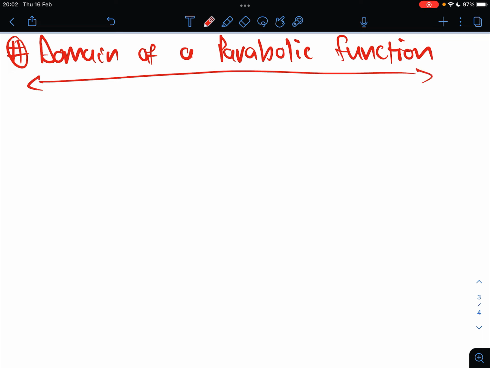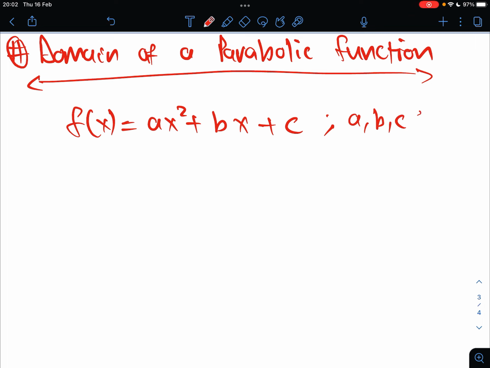So the domain of a parabolic function also, it is quite obvious like the linear function, but first let's understand what exactly is a parabolic function. A parabolic function is just a function f of x which takes the form ax squared plus bx plus c, such that a, b, and c all belong to the real numbers. So that's what the parabolic function really is. Sometimes it's called the quadratic function, but the suitable name is parabolic function. That's how it looks in general.